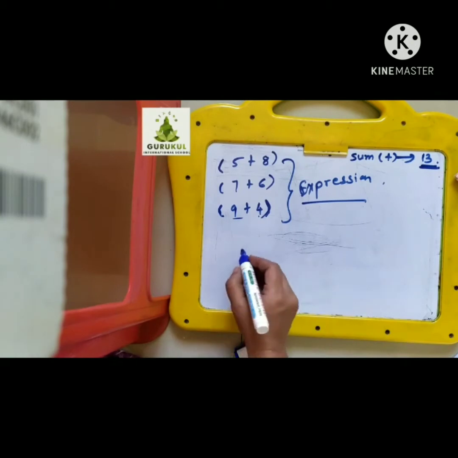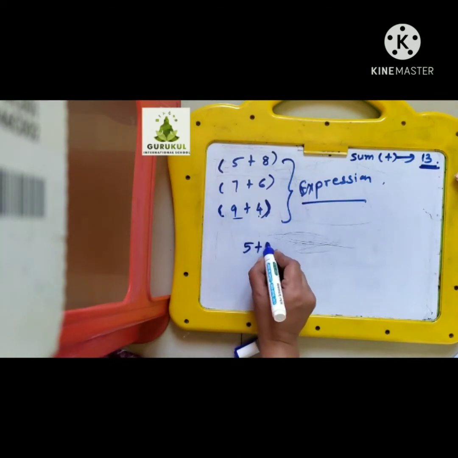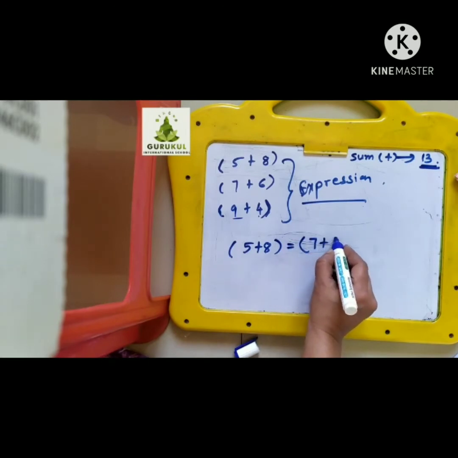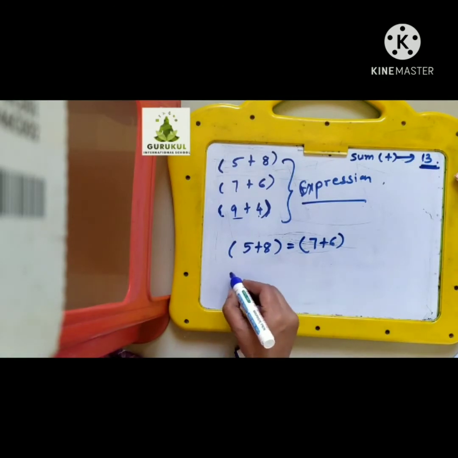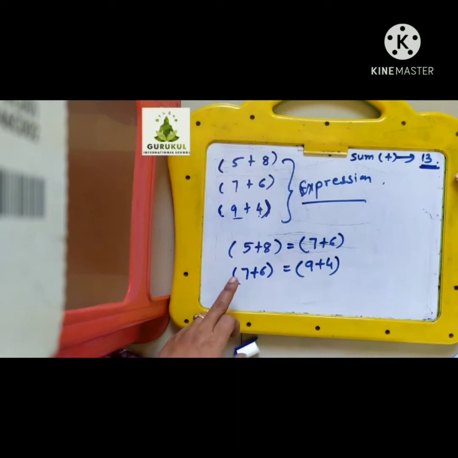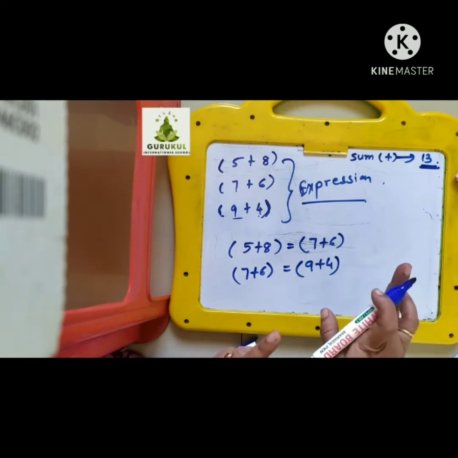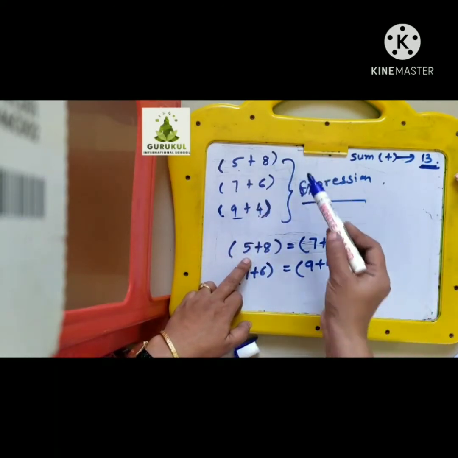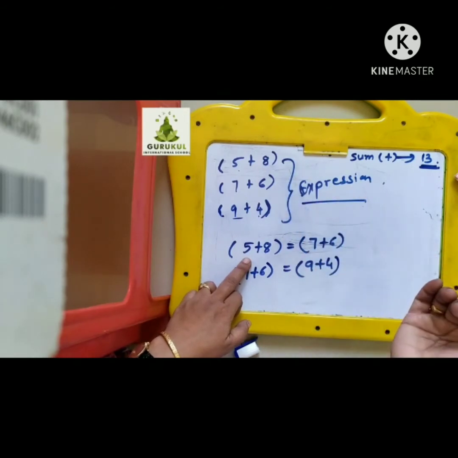So how can I decide? I can say 5 plus 8, my one expression, is equals to 7 plus 6. Okay. Then next I can say over here that my 7 plus 6 is equals to 9 plus 4. Okay. Now even my equalities I should define as 3 only. So my first left hand side I took 5 plus 8. Okay. And right hand side I took 7 plus 6.